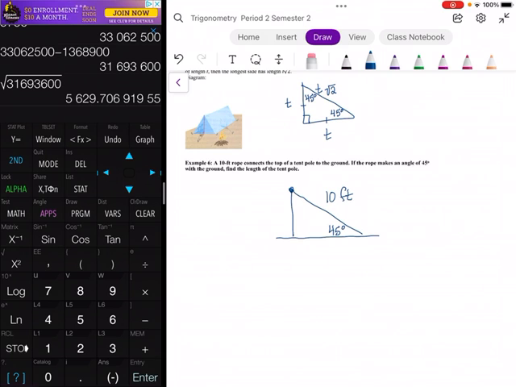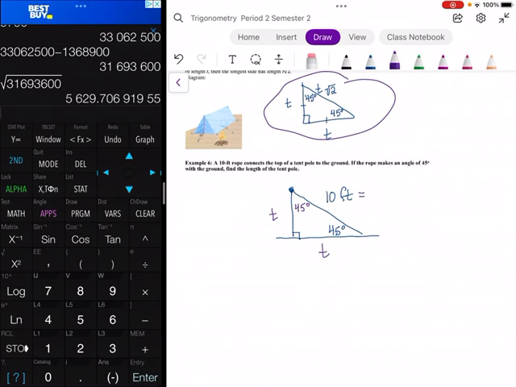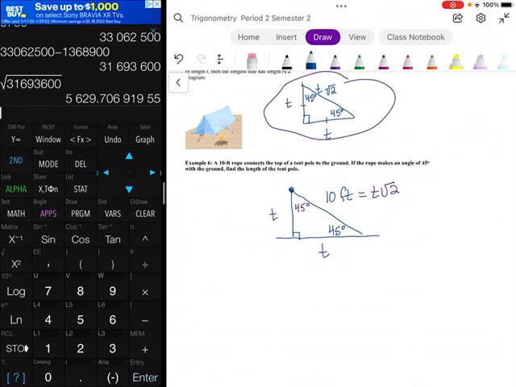So this tent pole is going to be vertical, so it's going to be perpendicular to the ground. From that information, we can conclude that this is also 45 degrees. So if we use this setup, our legs are both going to be t, and our hypotenuse is going to be equal to t square roots of 2. We need to figure out what t equals. So we're going to take this equation and we're going to solve for t.